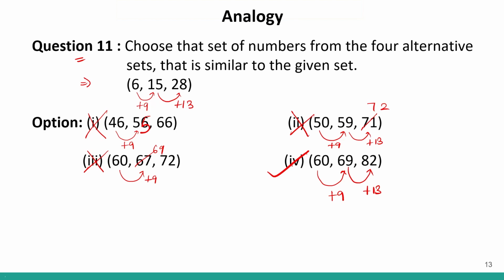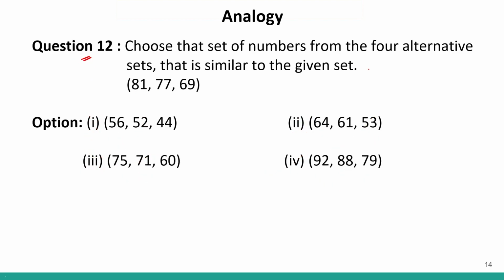Now, moving forward to question number 12. Choose that set of numbers from the 4 alternative sets that is similar to the given set. This is the set: 81, 77, 69. We have to find out which one follows the same logic as this set. From 81 to 77 is minus 4, and from 77 to 69 is minus 8. So this is minus 4, minus 8.